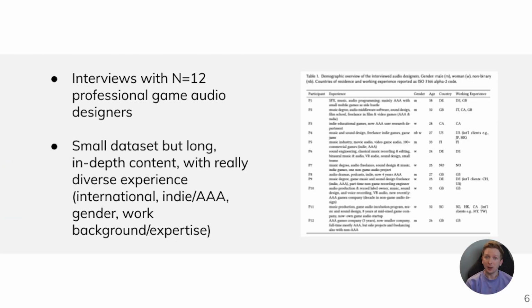So to carry out this work, we conducted a study with 12 participants. All of our participants have worked at some point or are currently working as games audio designers in an industry context. While 12 is a fairly small sample size, it makes up for it in its content depth, where we have really long interviews, upwards of an hour for most participants, where they dived into juiciness and audio design.